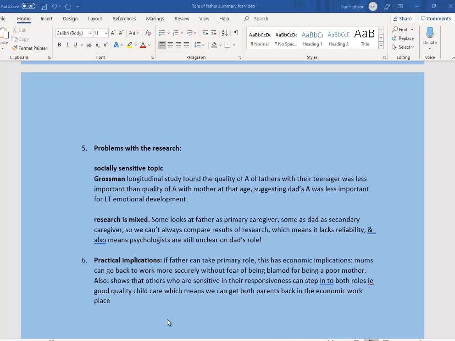Obviously there are practical implications. If the father can take the primary role, that has also economic implications. It means mums can go back to work more securely without fear of being blamed for being a poor mother, because there is somebody who can step in. Also, it shows that others who are sensitive in their responsiveness can step into both roles. If we have good quality childcare, that means both parents can get back into the economic workplace.